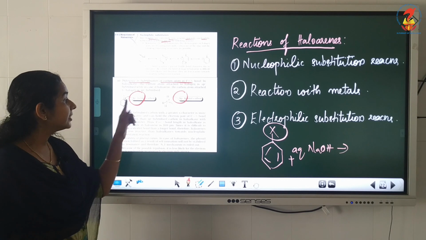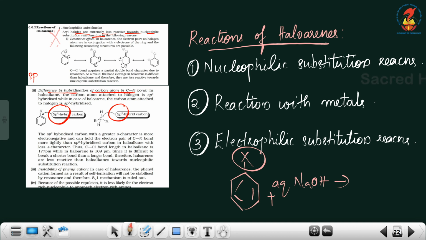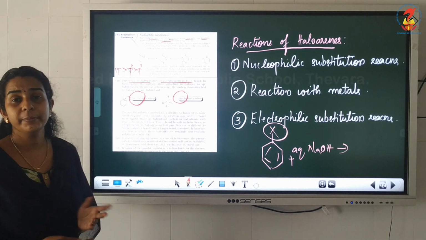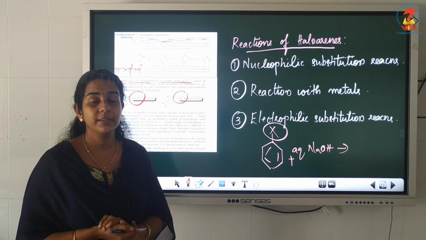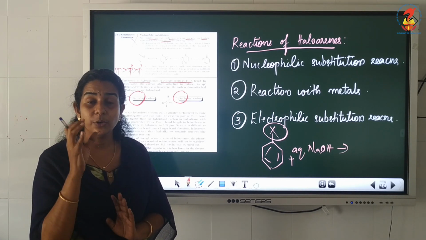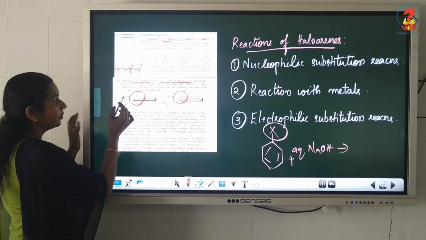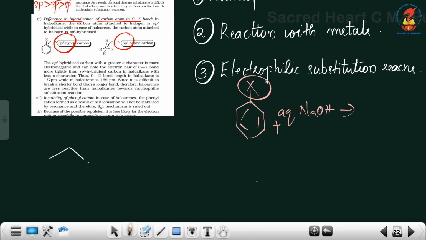We know that in the electronegativity order, sp hybridized orbitals are more electronegative than sp2, which are more electronegative than sp3. So when we compare sp3 and sp2 hybridized carbon atoms, sp2 hybridized carbon atoms are more electronegative than sp3. High electronegativity means those carbon atoms can attract the shared pair of electrons towards themselves. So what happens due to the high electronegativity of this sp2 hybridized carbon? In haloarenes, we know that X is directly attached to the benzene ring, and this carbon is sp2 hybridized.